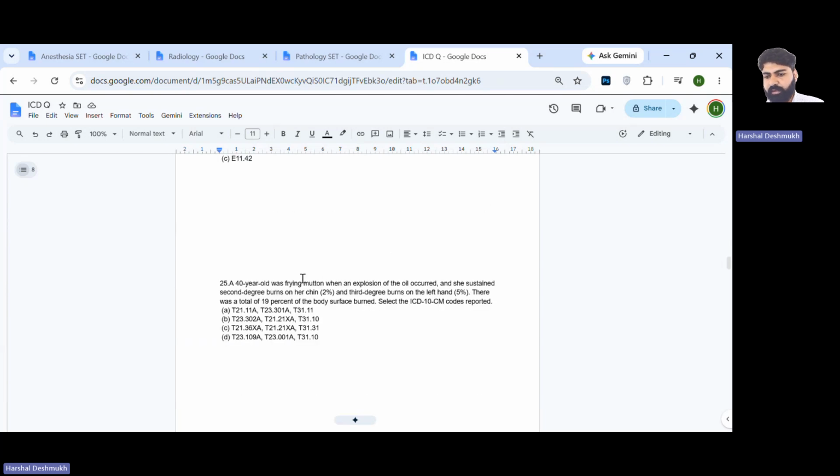A 40-year-old was frying when an explosion of the oil occurred, and she sustained second degree burns on her chin, that is 2%, and third degree burns on the left hand, 5%. There was a total of 19% of the body surface burned. Select the ICD-10-CM code reported. There you go, it's a bit of a tricky question. It's not as complicated as it looks.